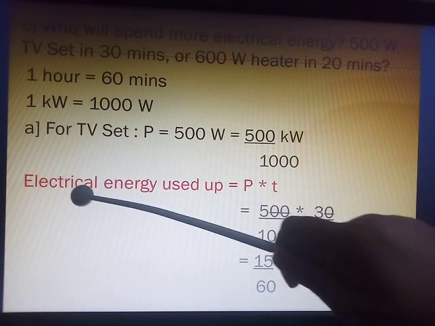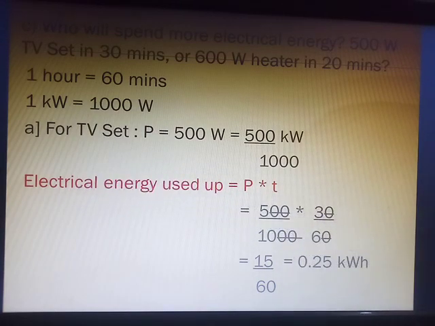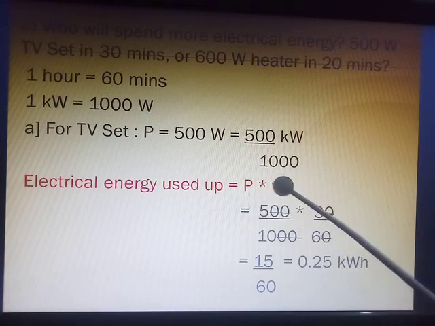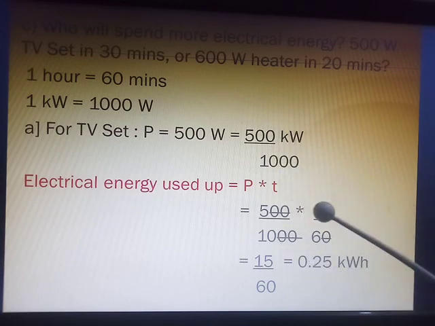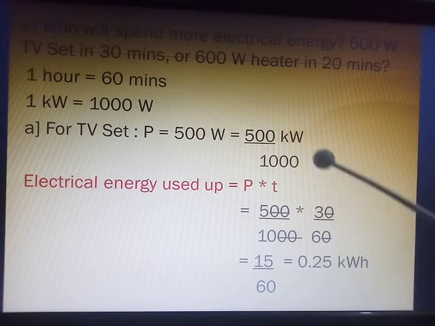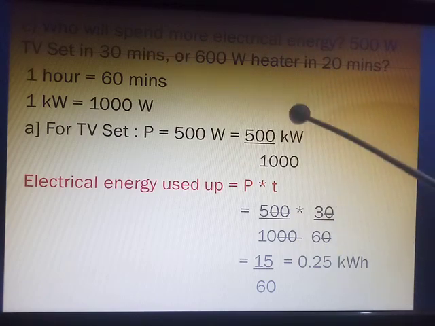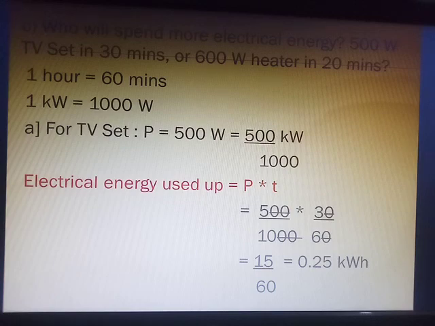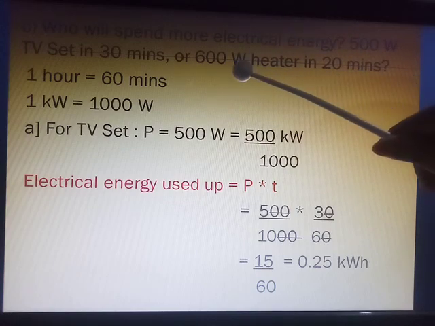So formula electrical energy used up in the case of TV is equal to P multiplied by T. So power 500 divided by 1000 multiplied by T, that is 30 upon 60. If you do the calculations, you will get as 0.25. You have already converted watt into kilowatt. So kilowatt, and minutes are converted into hours. So kilowatt hour. This is for TV set. Same you are going to do for heater.